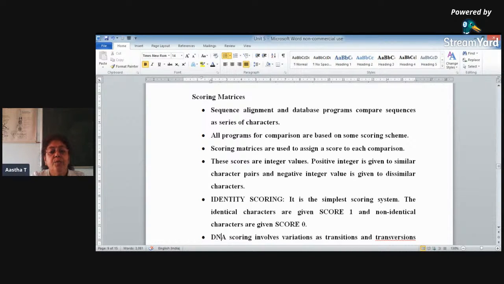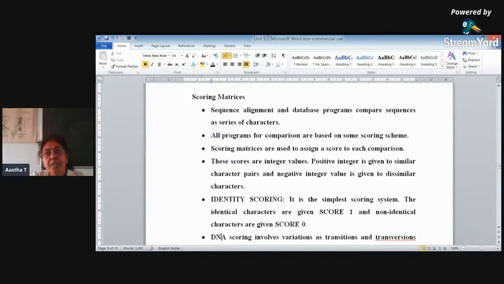Scoring matrices are used to assign scores to each comparison. If you have compared two proteins, or a protein and a nucleic acid, or two nucleic acids, then some score is given to that comparison, and that is calculated by scoring matrices. These scores are nothing but integer values. A positive integer means similar characters and a negative integer means dissimilar characters.